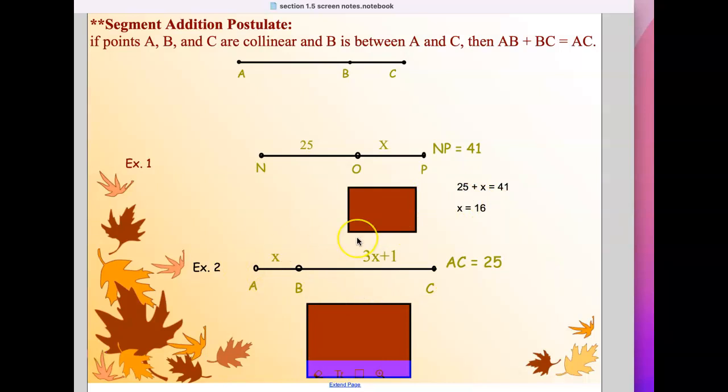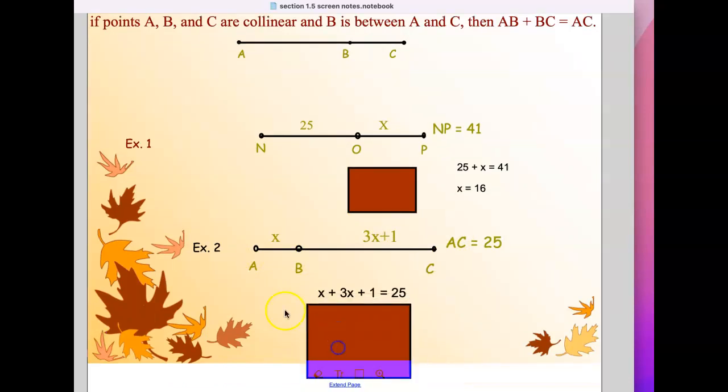In example 2, notice I have X in 2 different places. It doesn't matter. X could be in 14 different places. You still set up the problems the same way. Take the smaller segment plus the other smaller segment and equal it to the total. So in this case, I would say X plus 3X plus 1 equals, in this case, 25.